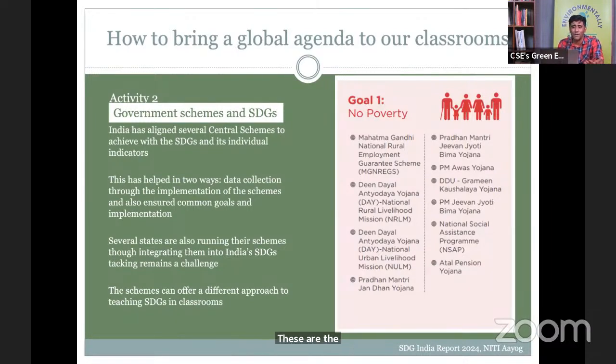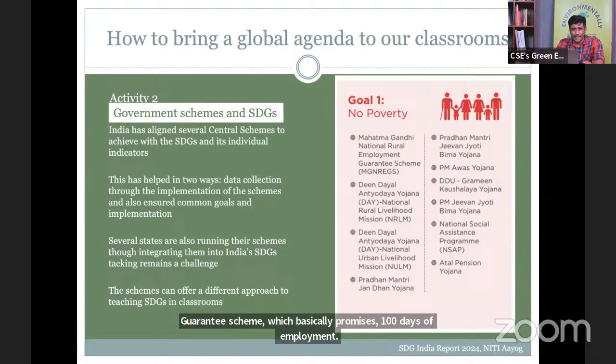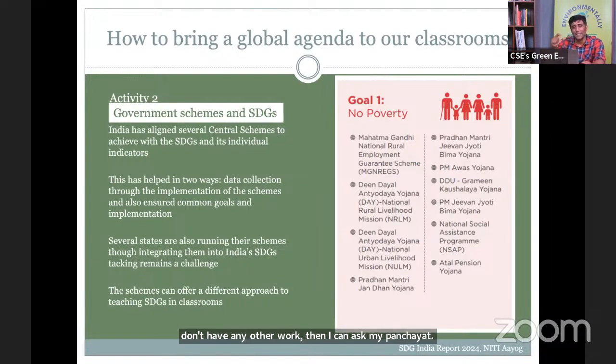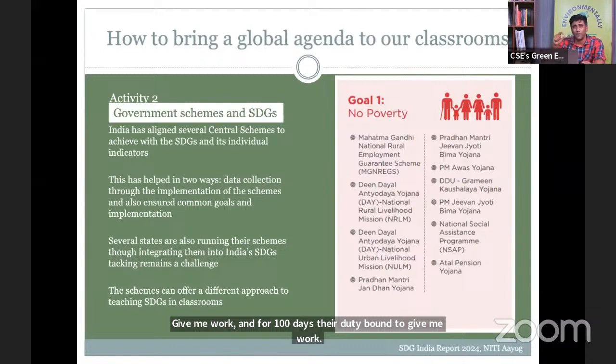There is a scheme called Mahatma Gandhi Rural Employment Guarantee Scheme, which basically promises 100 days of employment for rural Indians if they demand work. So that basically means if I live in a village and I don't have any other work, then I can ask my panchayat, give me work. And for 100 days, they're duty bound to give me work. So MGNREGS is a very wonderful way of ascertaining.